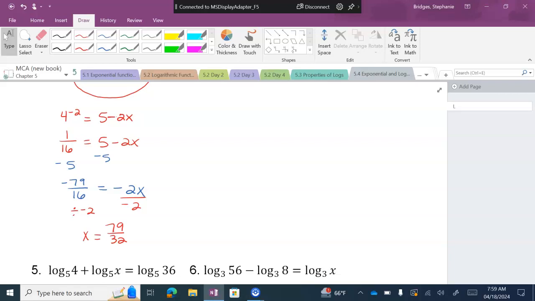So here's what I'm going to do. I'm going to leave my 5 for now. I'm going to multiply that fraction, 79 over 32, times 2. It gives me a mixed number, so I'm going to change that again. That gives me 79 over 16. And then I just need to see, is that going to be a positive result or a negative result? So I'm going to say 5 minus my fraction of 79 over 16. And I get a positive number, so that is okay.